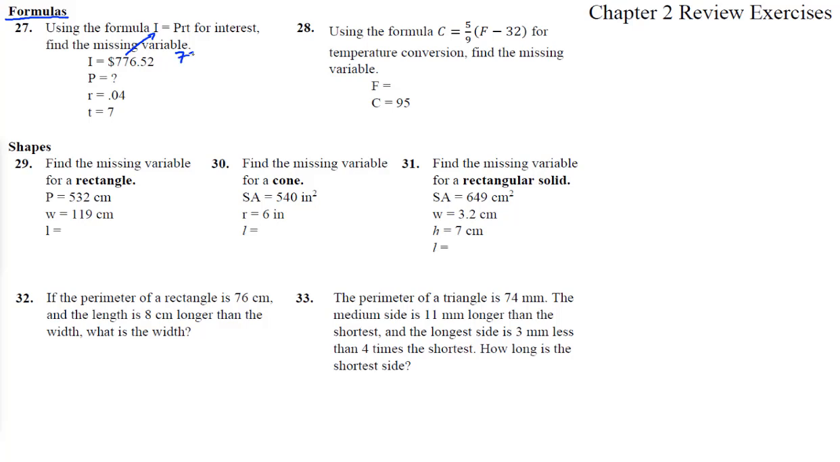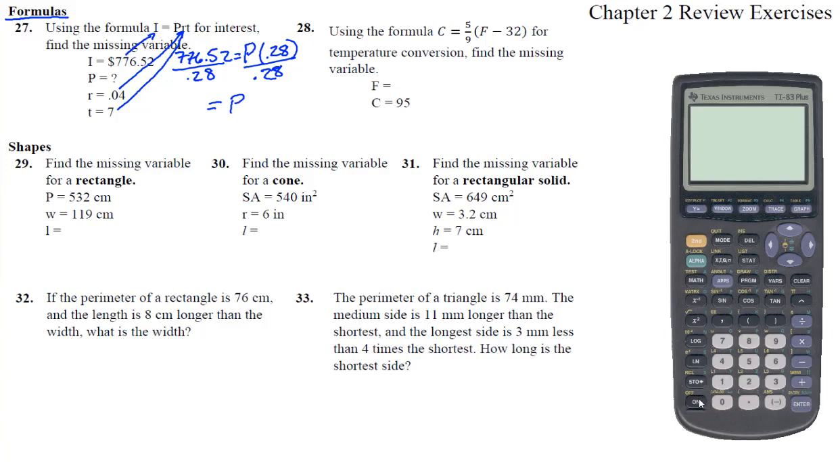So 776.52 equals P, we don't know, times R times T. So 0.04 times 7. So that's times 0.28. And we have our equation. Let's divide by 0.28, divide by 0.28, and we should get our answer there. P equals, I'm going to have to pull out the calculator for that one.